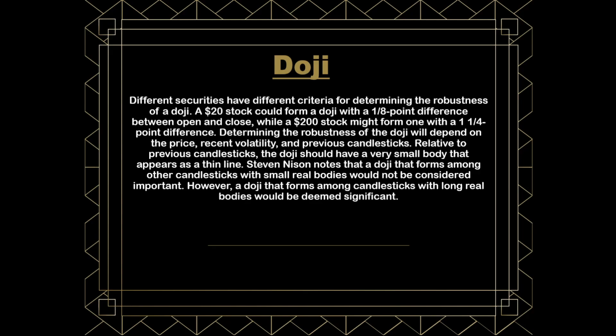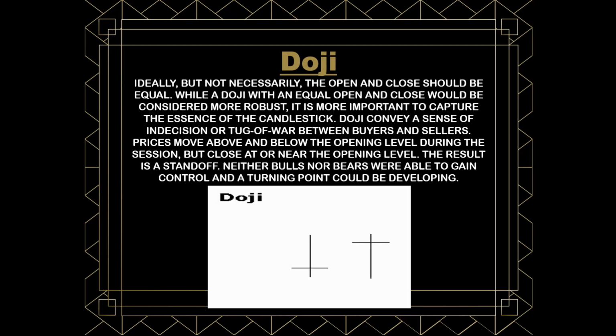The doji should have a very small body that appears as a thin line. Steve Nison notes that a doji that forms among other candlesticks with small real bodies would not be considered important. However, a doji that forms among candlesticks with long real bodies would be deemed significant. Ideally, but not necessarily, the open and close should be equal. While a doji with an equal open and close would be considered more robust, it is more important to capture the essence of the candlestick.